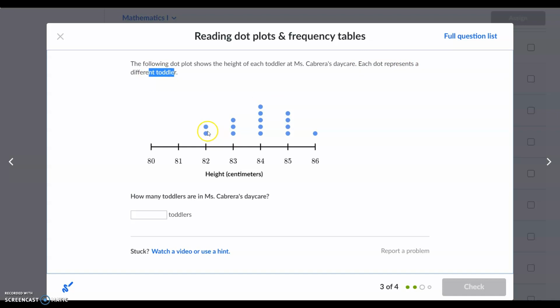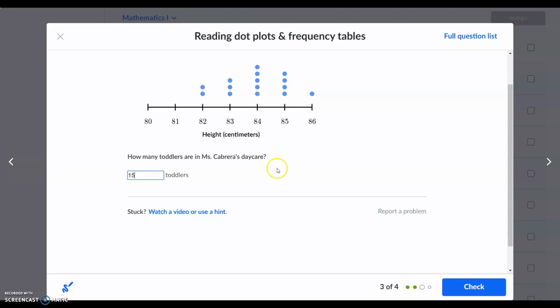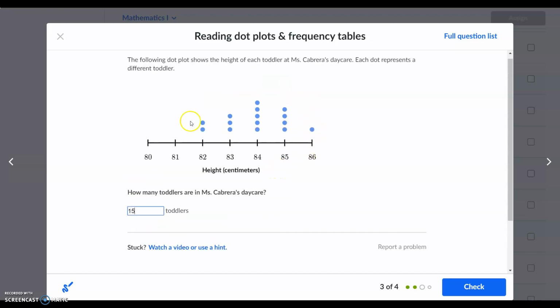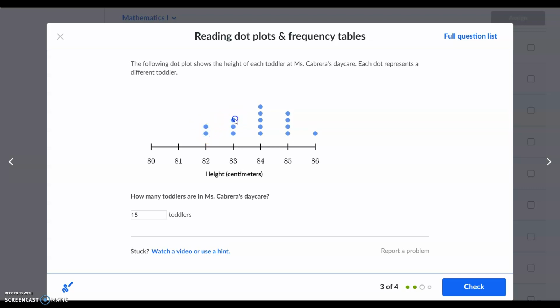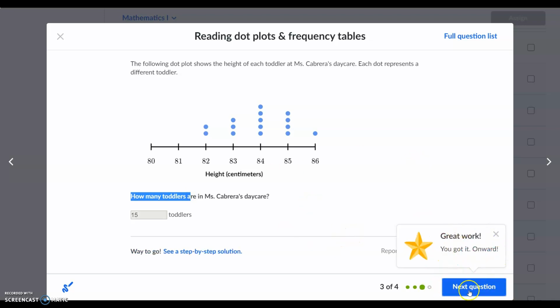So I'm going to have to count each one of these dots because each dot is 1 toddler. 1, 2, 3, 4, 5, 6, 7, 8, 9, 10, 11, 12, 13, 14, 15. Looks like there's 15 total, but I'm going to check just to make sure. All right, cool. So that's 15 total. So let's check it. Yay, good job.